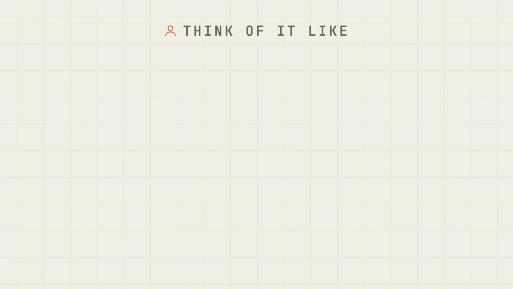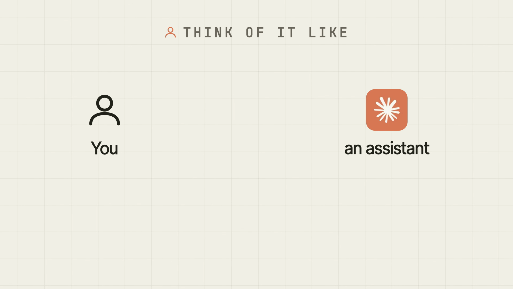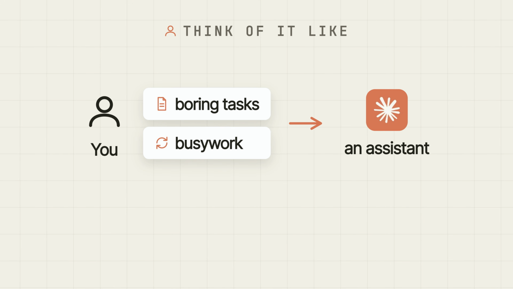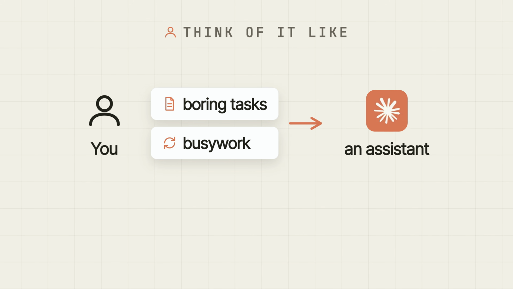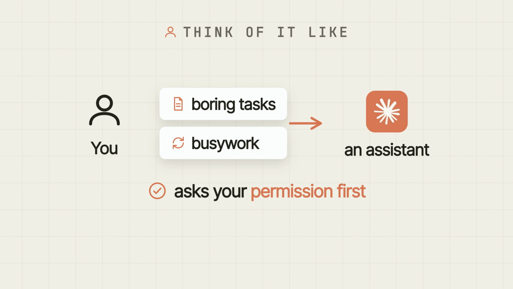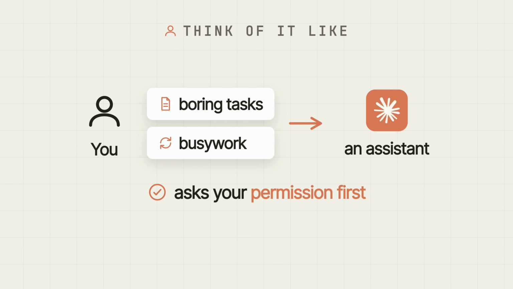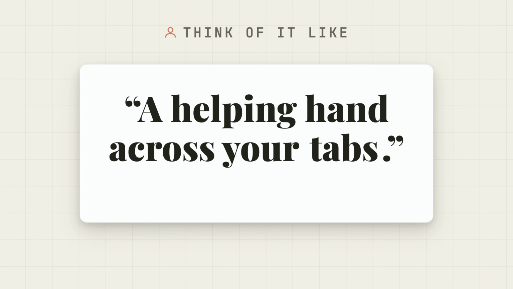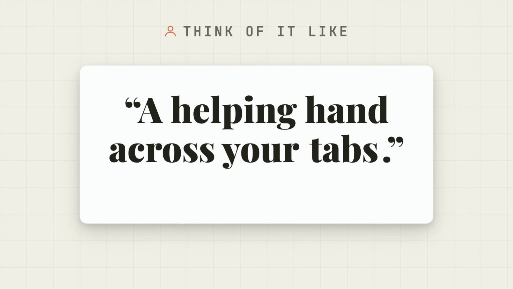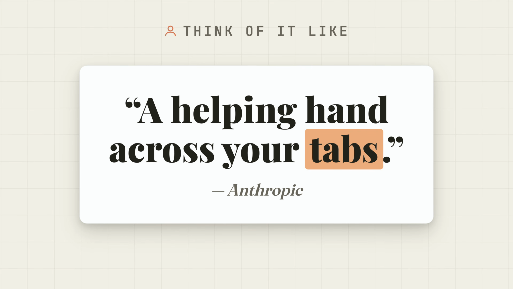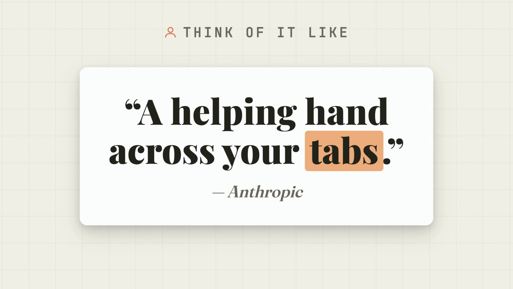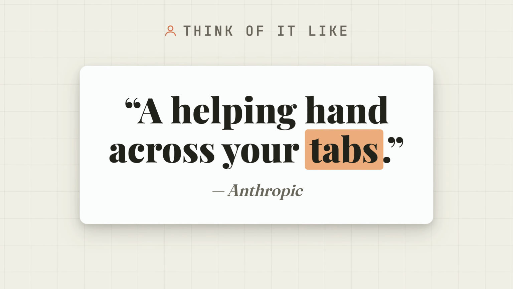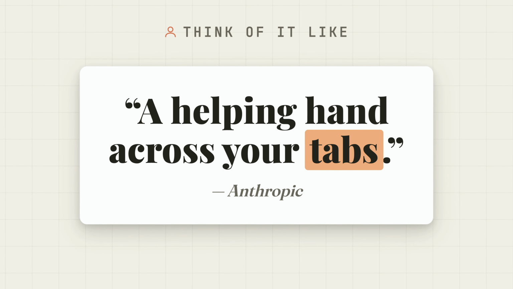So here's the way I like you to picture this. Imagine you can hand your most boring, repetitive task to a VA or an employee, and that person sits right next to you at your desk, and they take all the busy work off your plate so you can focus on the bigger stuff. But the nice thing is you can still watch what they're doing and you can keep tabs on their work. And if they run into any questions, they ask you for permission first. That's basically what this thing does. And Anthropic calls it a helping hand across all your tabs. And that's a pretty good way to think about it.